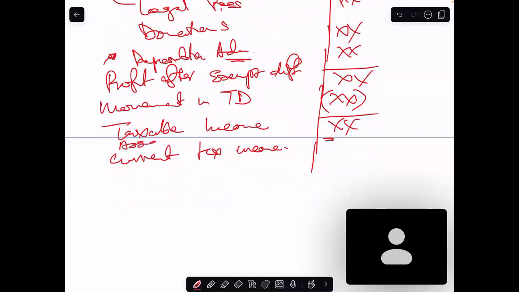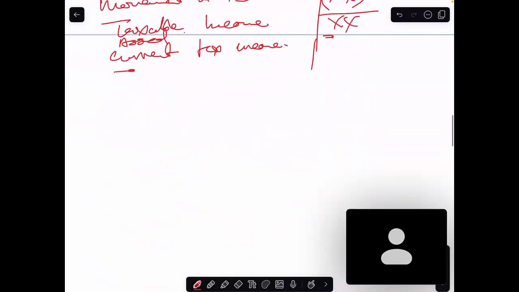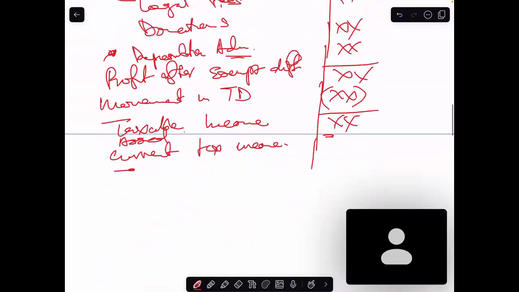We are going to have a situation whereby assessed loss is going to reduce our taxable income. And again, we are going to include provisional tax. Provisional tax will reduce your current tax. But for now, let's just end on taxable income and say our current tax is calculated on taxable income calculated in this manner.